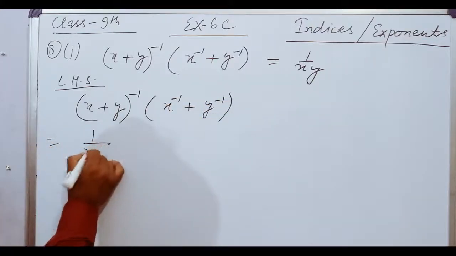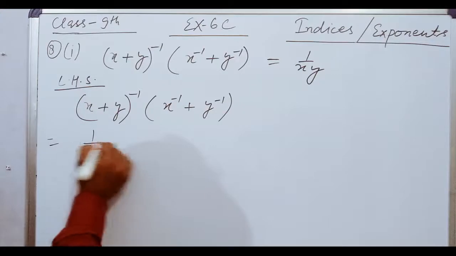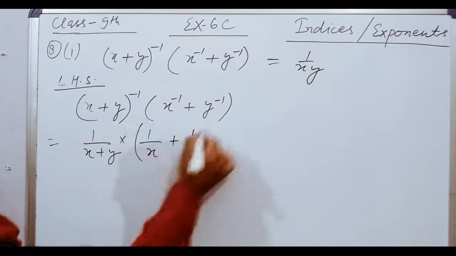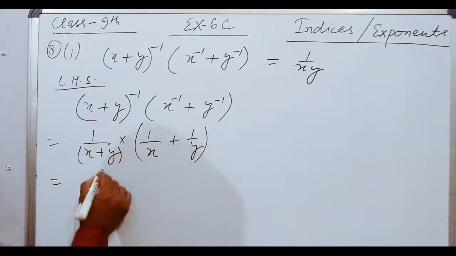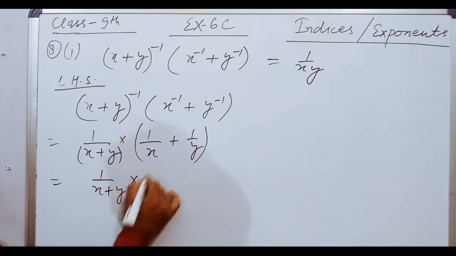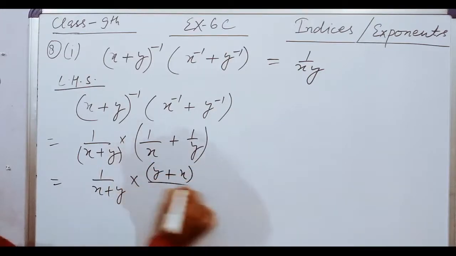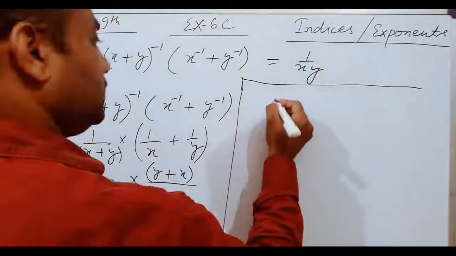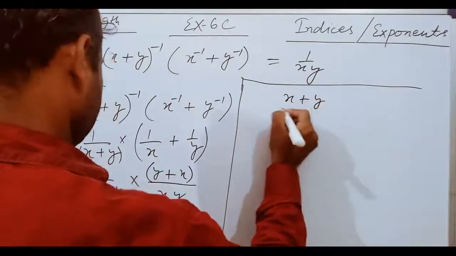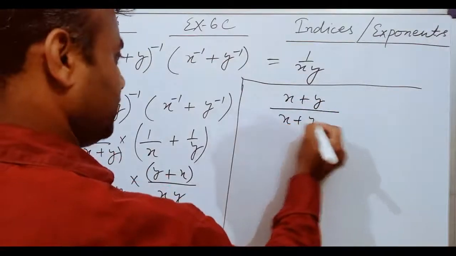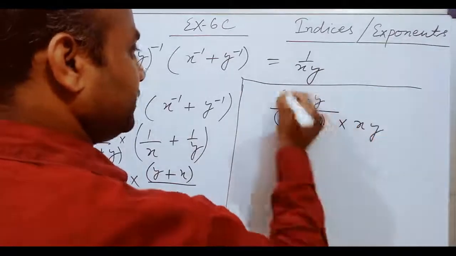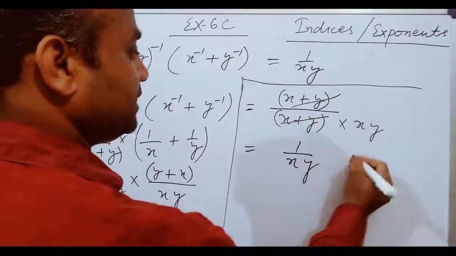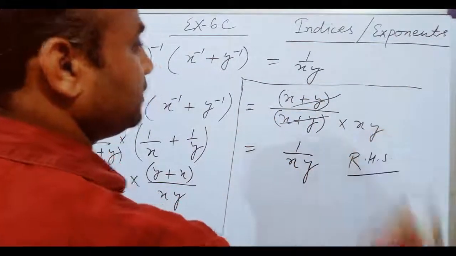It is 1 upon x plus y into 1 upon x plus 1 upon y, 1 upon x plus y into (y + x) upon xy. It is (x + y) upon (x + y) into xy. This is cancelled. Now 1 upon xy. It is the right hand side and this is complete.